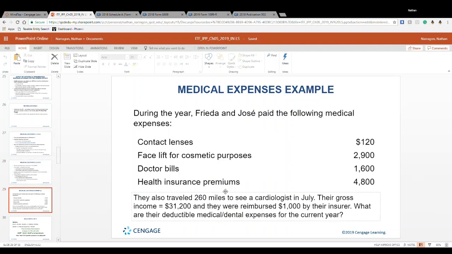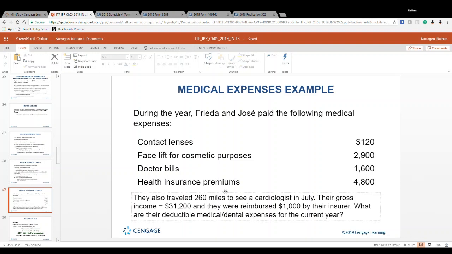Okay, so here's an example. Yay! Again, we love examples. So during the year, Frida and Jose paid the following medical expenses: contact lenses, 120; a facelift for cosmetic purposes of 2,900; doctor bills; and health insurance premiums. They also traveled 260 miles to see a cardiologist in July. Their gross income is $31,200, and they were reimbursed $1,000 by their insurance.